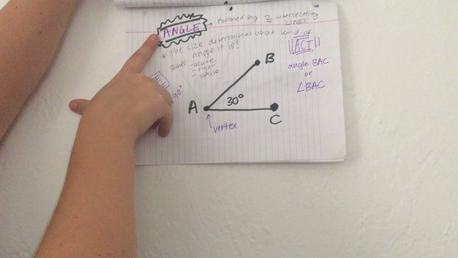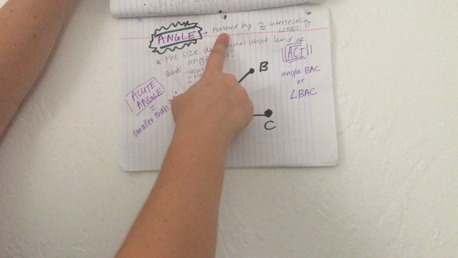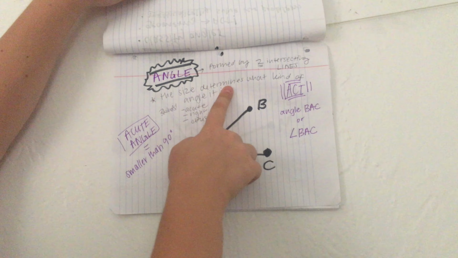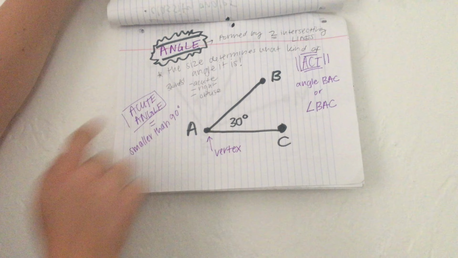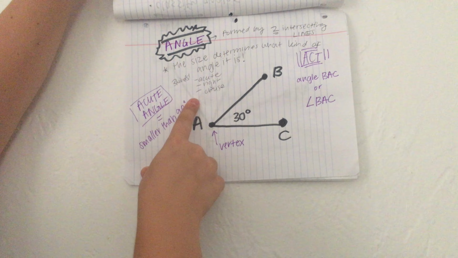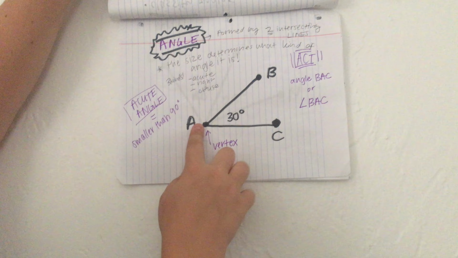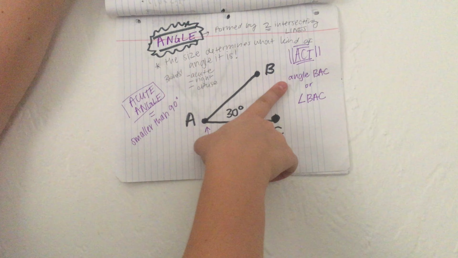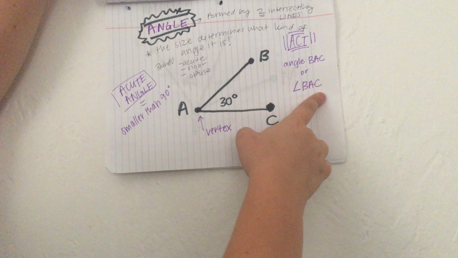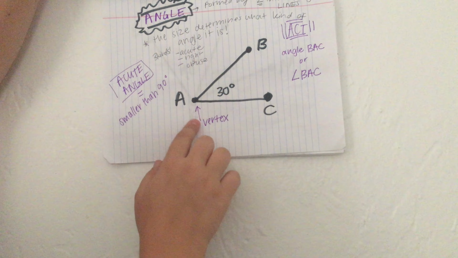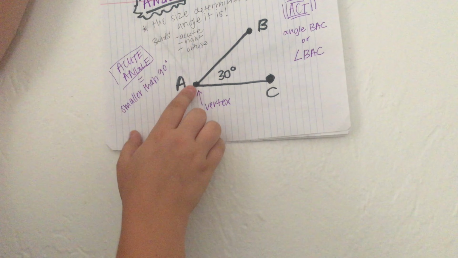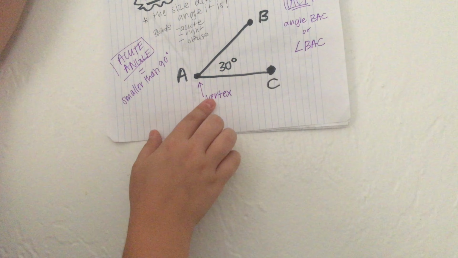First, let's just look at the word angle, right? And look at the definition. The definition is formed by two intersecting lines. So an angle means the size determines what kind of angle it is, right? So we have three kinds of angles we're going to learn about today. We have acute, right, and obtuse. So here I've drawn an acute angle. It's going to look something like this, angle BAC, or angle, the symbol for an angle, BAC on your ACT. So here it's a 30-degree angle, so it's an acute angle because it's smaller than 90 degrees. And here, this point A is going to be called the vertex.